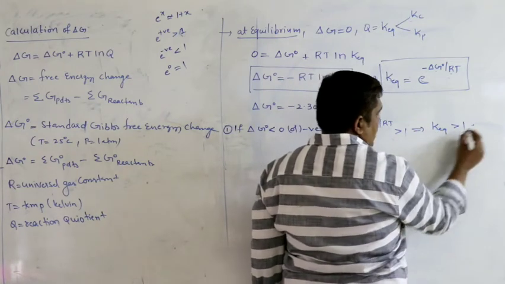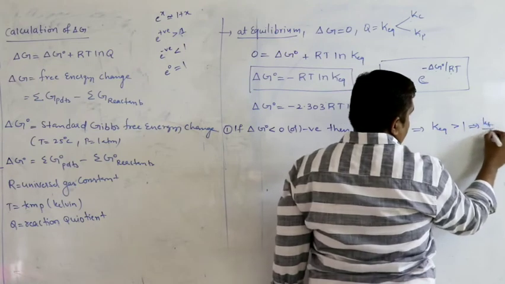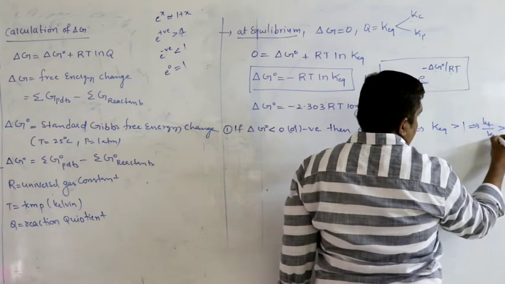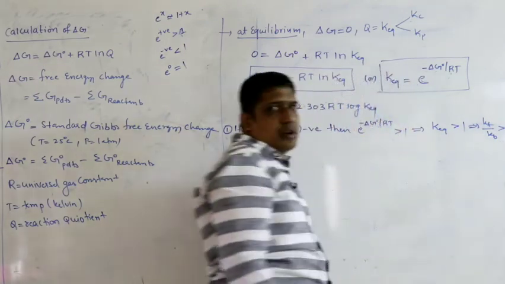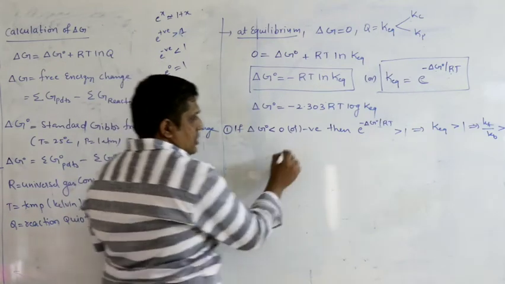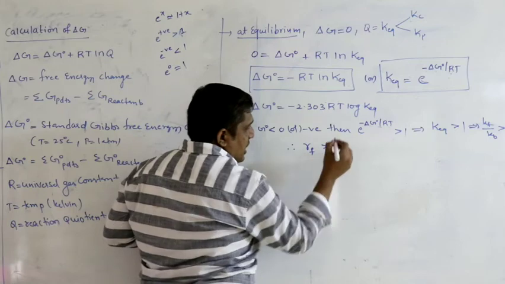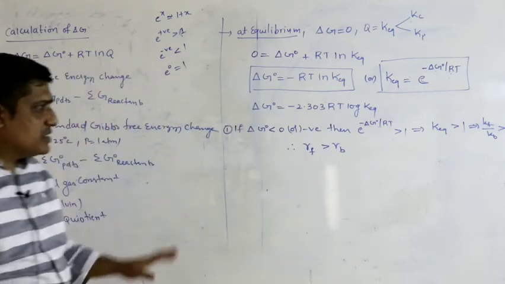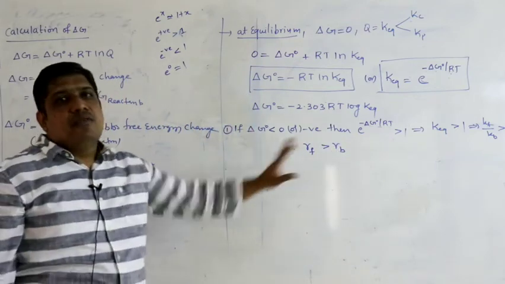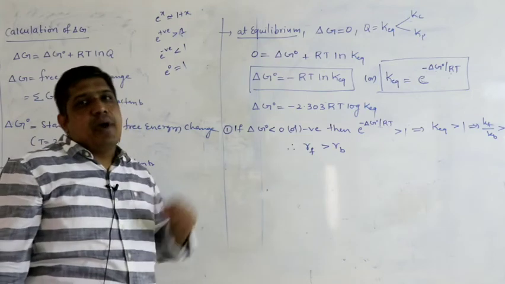What is K equilibrium? Kf by Kb: the equilibrium constant of the forward reaction by the equilibrium constant of the backward reaction. So this implies that the rate of the forward reaction is greater than the rate of the backward reaction. That means the reaction proceeds more in the forward direction than the backward direction.